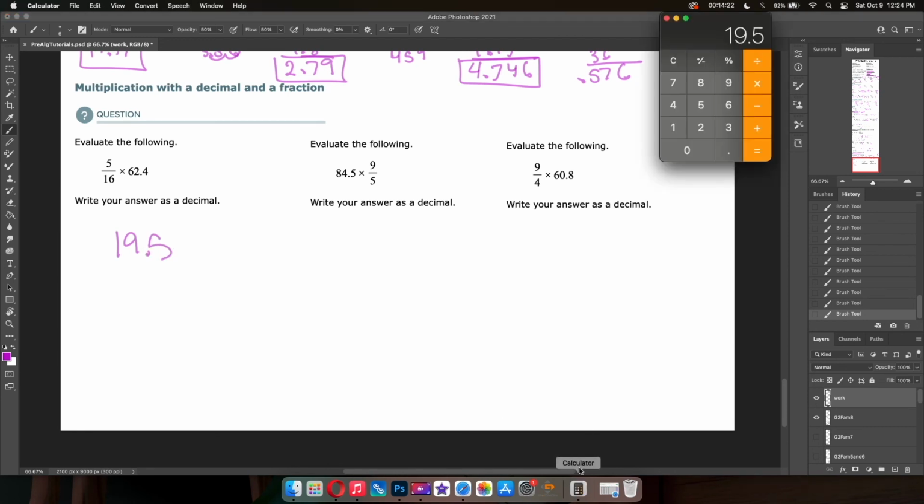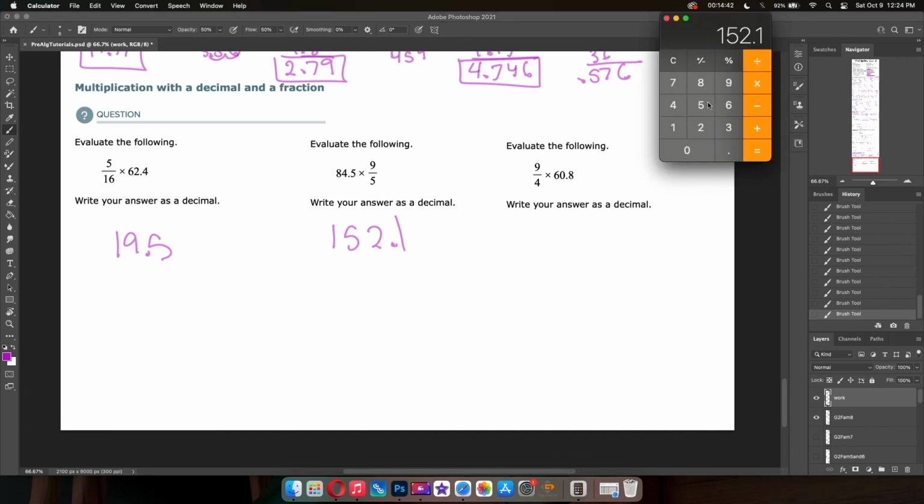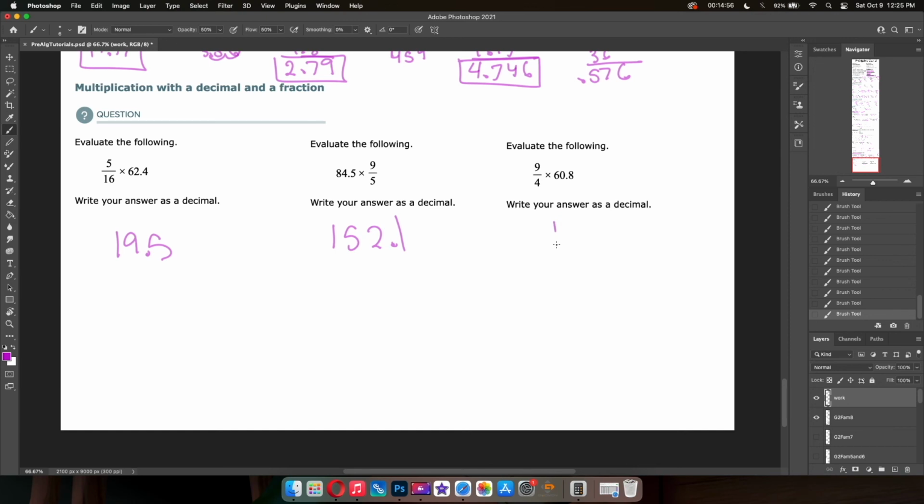Next, computer. We have 9 divided by 5. I think that's just going to be 1.8, right? Yeah, 1.8. And then it's times 84.5. And what do we get? 152.1. Then we have 9 divided by 4. That's going to be 2 3/4. No, 2 1/4. Okay. Times 60.8 gets you 136.8. And is that it? Oh, wow. Wait, is that it?